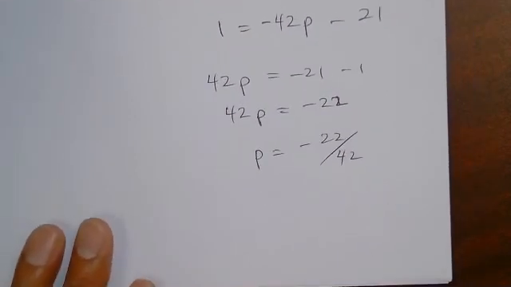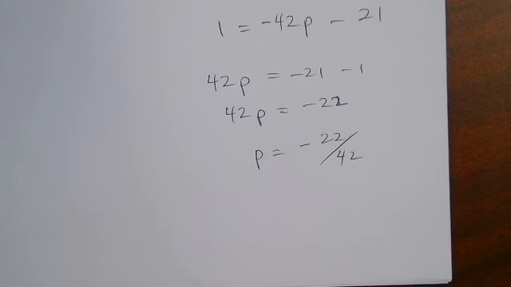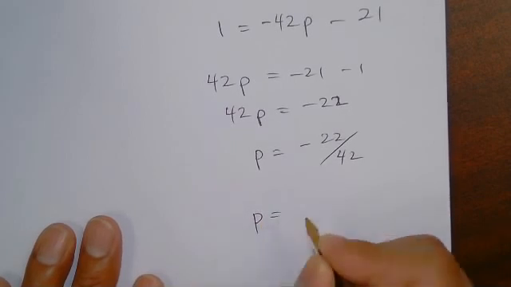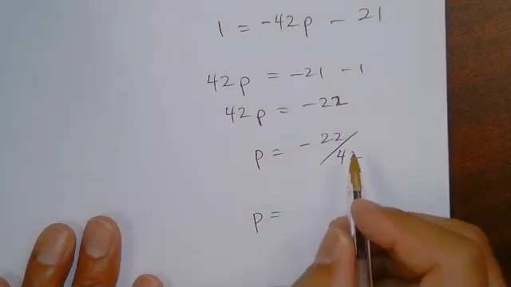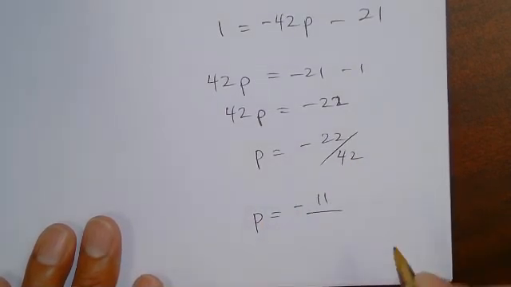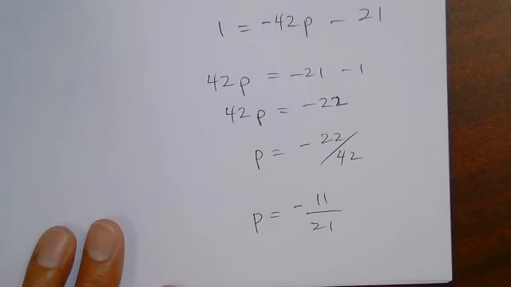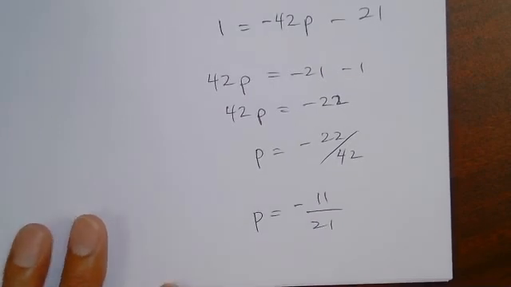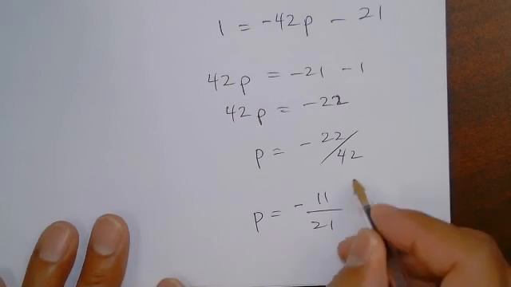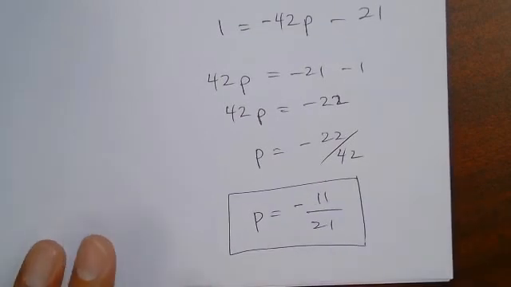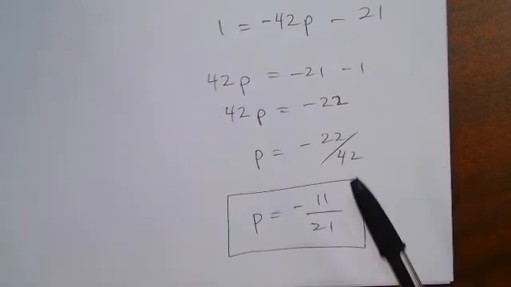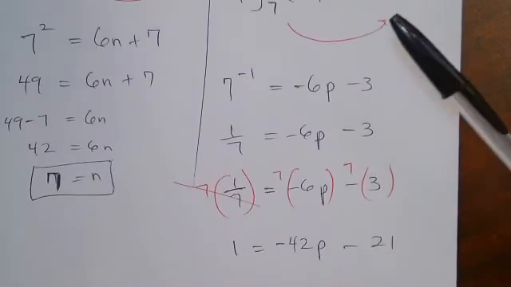That's going to be p is equal to negative 22 over 42. And you just have to reduce it. You just reduce it by 2. Negative 11 over 21. Yeah, that's the answer that I have here.